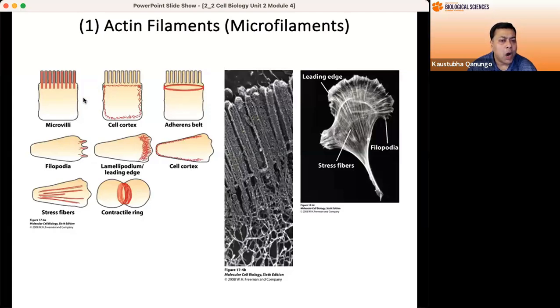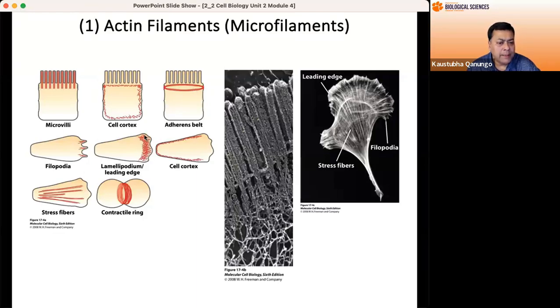Yeah, so these are the different microfilaments. You can see the different distribution of those. Just a couple of things that we have: microvilli, we talked about that. The cell cortex underneath the plasma membrane maintains the cell shape. Adherens belts, we are going to learn in the very last chapter of the course, attach neighboring cells to each other like glue, and we are going to know those adherens belts.